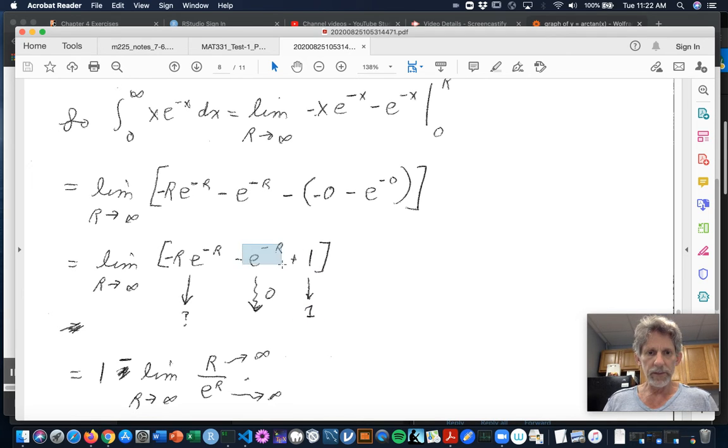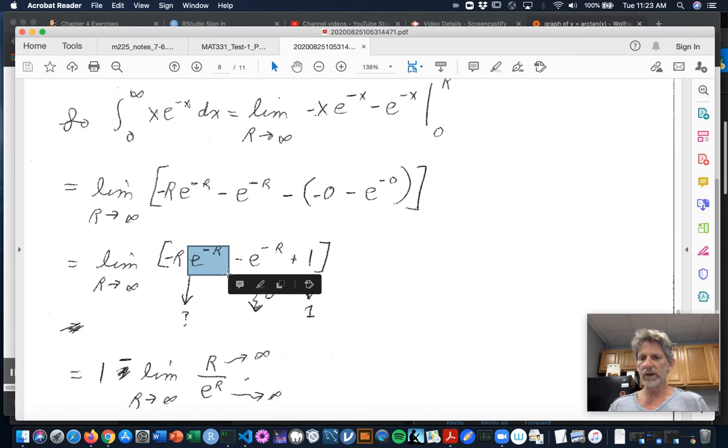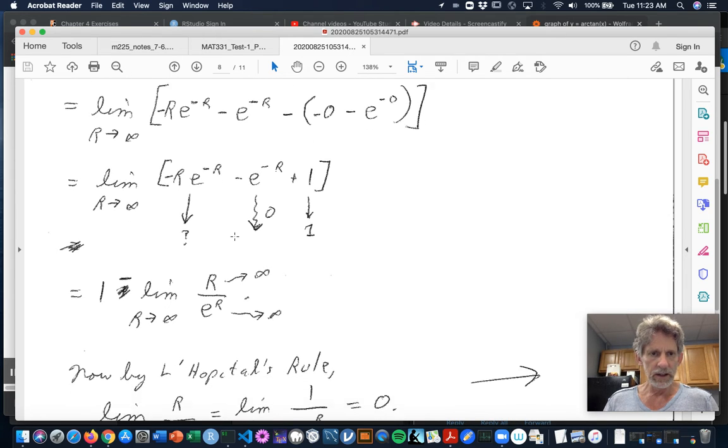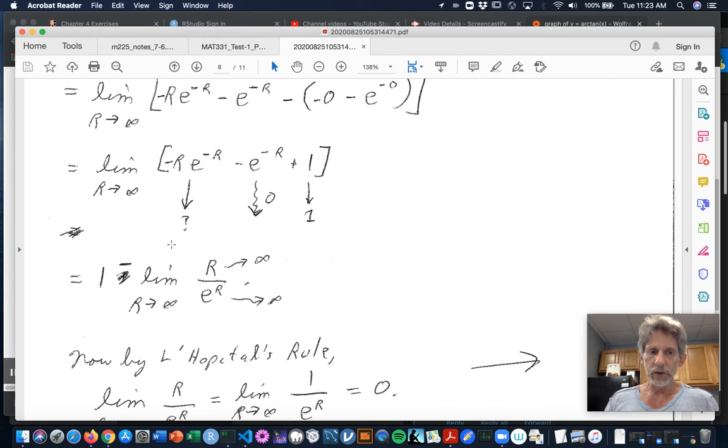Now, e to the minus r gets very small as r gets bigger and bigger, so it goes to 0. But what about this one, r times e to the minus r? There's kind of a war here. R is getting big, e to the minus r is getting small. What does that make the product? Well, I can use L'Hopital's rule on that little problem.